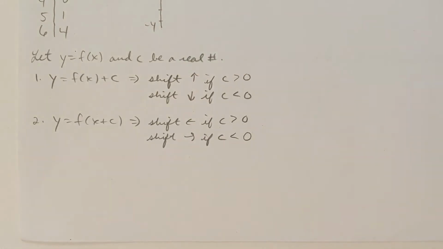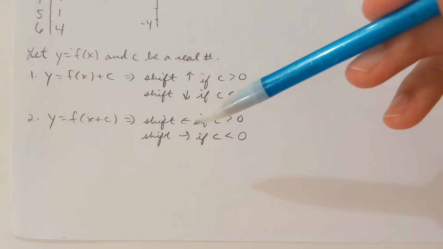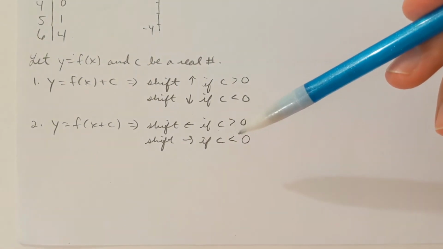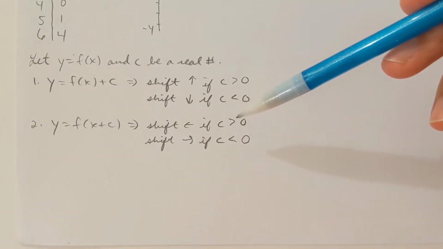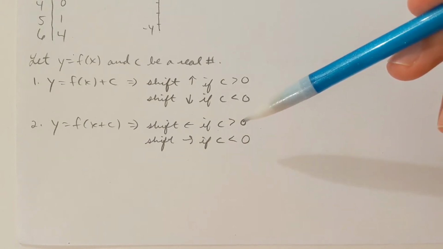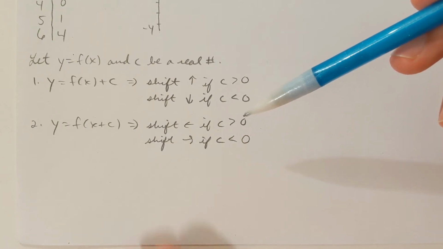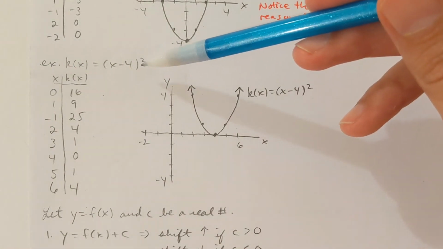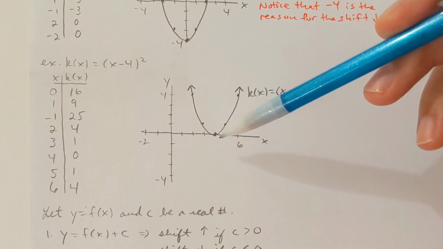Item 2, y equals f of x plus c, with c added inside, means that you're going to shift to the left if c is positive, and you shift to the right if c is negative. And now this kind of switched from how we'd want to think of it. We kind of tend to think c positive, I go to the right. C negative, I go to the left. But it switched on us. C positive means I go to the left. C negative means I go to the right. Just like in this example, seeing negative 4 means I go to the right 4 units.